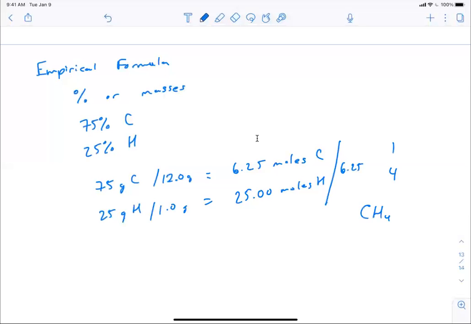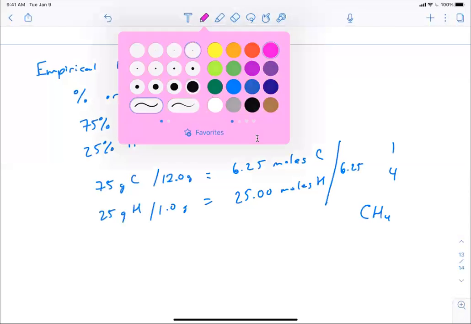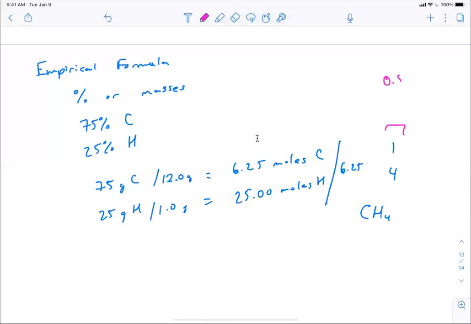Now, if you divide by the smallest number, you might get a decimal. Depending on what that decimal is, you have to multiply by a number to get rid of it. So if it's 0.5, you multiply everything by 2. If it's 0.33 or 0.66, you multiply everything by 3. Everything, not just that number, but every single value that you have, so that the ratio stays the same.